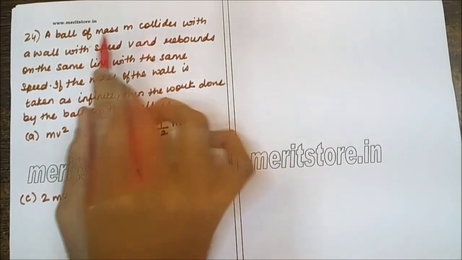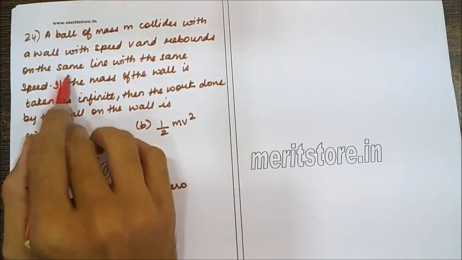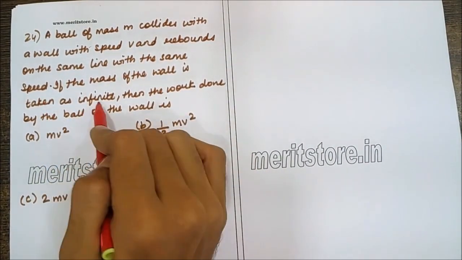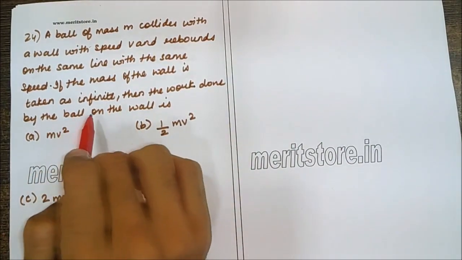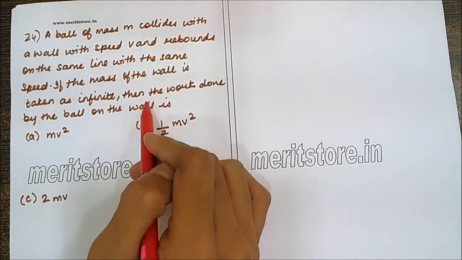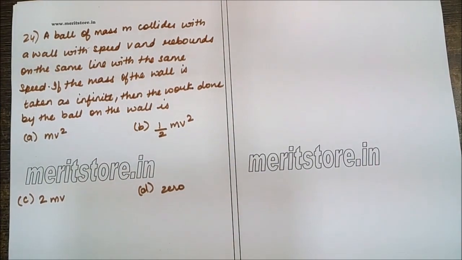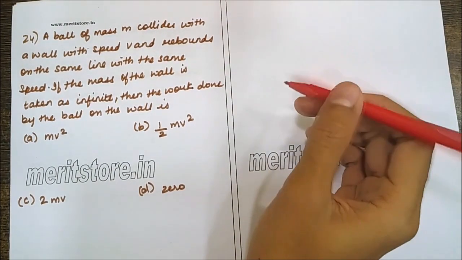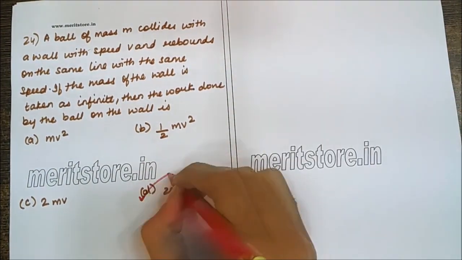A ball of mass m collides with the wall with the speed v and rebounds on the same line with the same speed. If the mass of the wall is taken as infinity, then the work done by the ball on the wall is... Since the wall has infinite mass, the total displacement is 0. So therefore the work done will be 0.